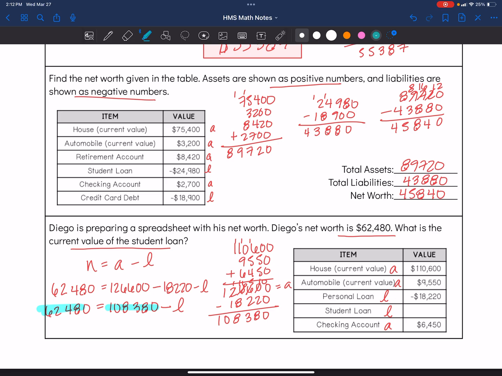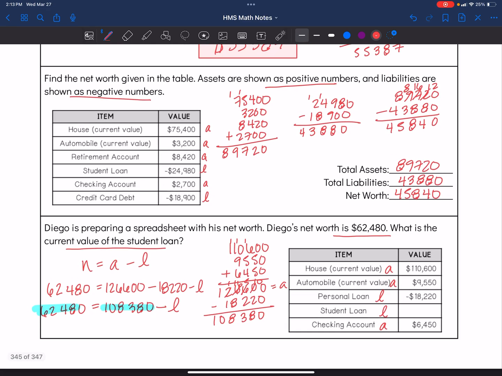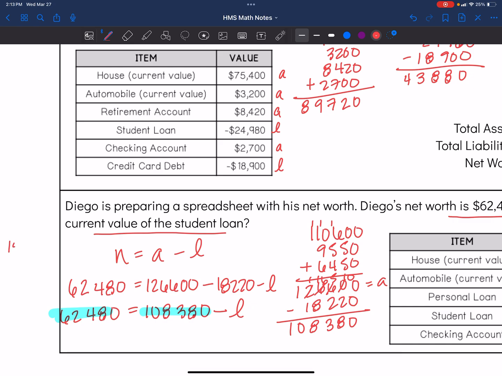So I am going to subtract these two numbers to figure out what my last liability is worth, right? Because assets, 108,000, minus my liability equals 62,000. So I need to subtract those two to figure out what that last liability is worth, my student loans. And I'm running out of room. Okay, I'm gonna have to do this over in the margin. So 108,380 minus 62,480.